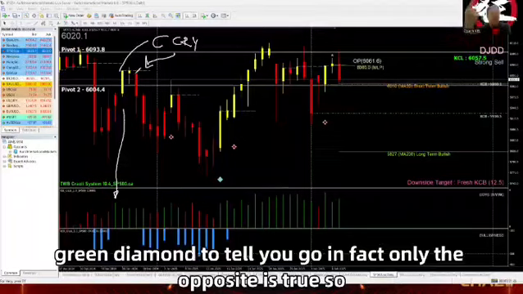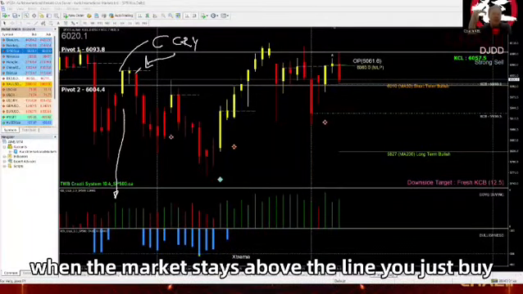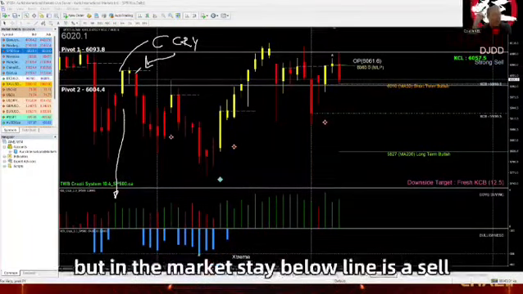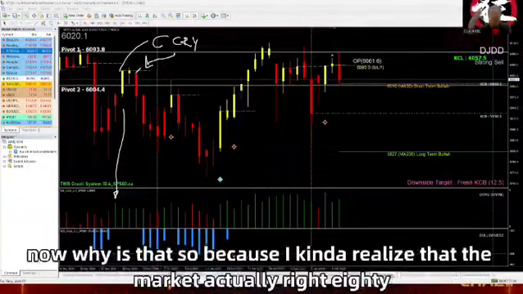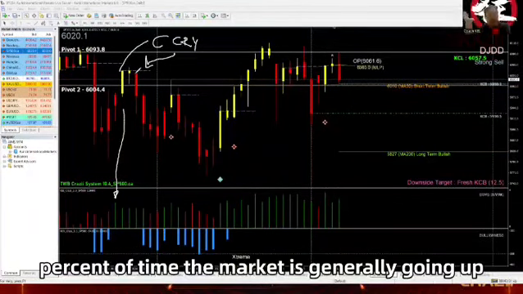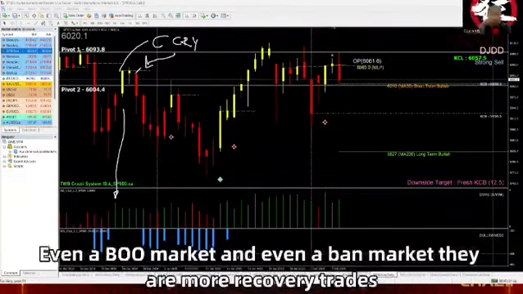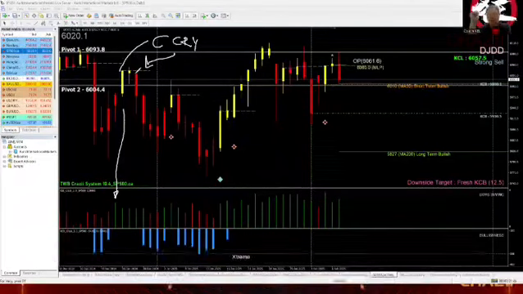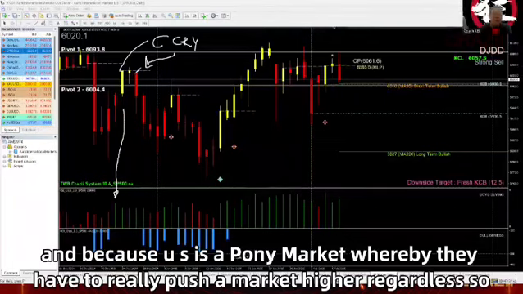The opposite is true. So when the market stays above the line, you just buy. But if the market stays below the line, it's a sell. Now, why is that so? Because I realized that 80% of the time the market is generally going up. And even in a bull market, even in a bear market, there are more recovery trades. And because the US is a Ponzi market whereby they have to really push the market higher regardless.